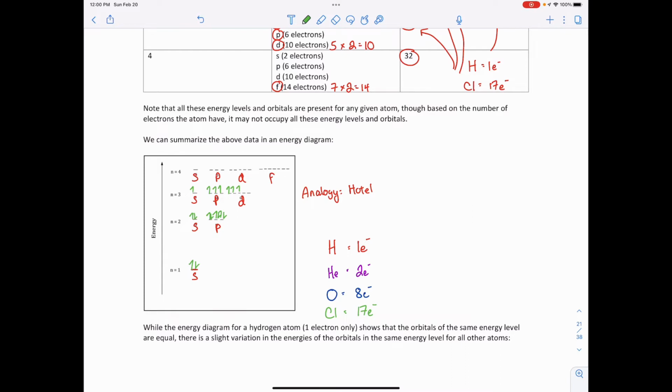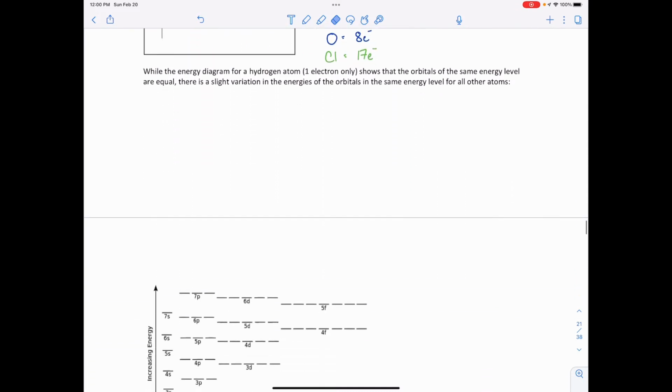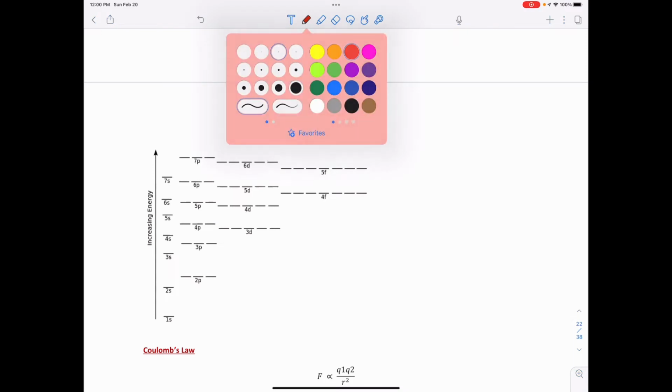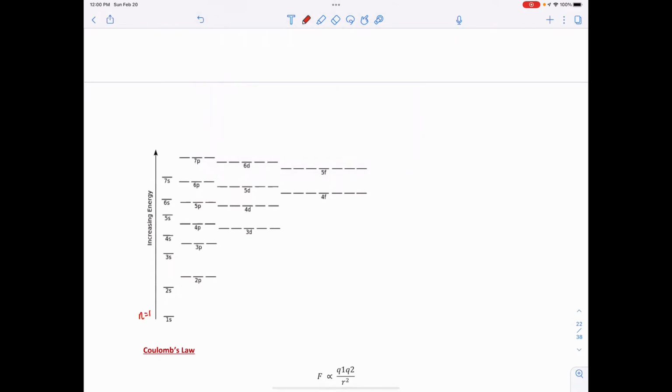In reality, each of these orbitals doesn't actually have the same exact energy. For example, in energy level 2, the s and the p orbitals don't have the same energy. Rather, the p orbitals have a little bit more energy. This next diagram is a better representation of the different energy levels. This is the first energy level, this is the second energy level, and the third energy level is kind of here.